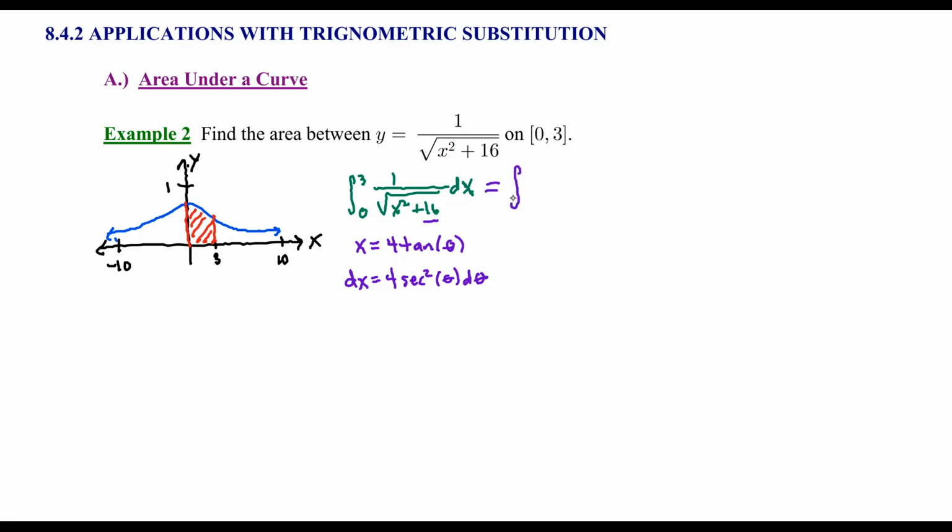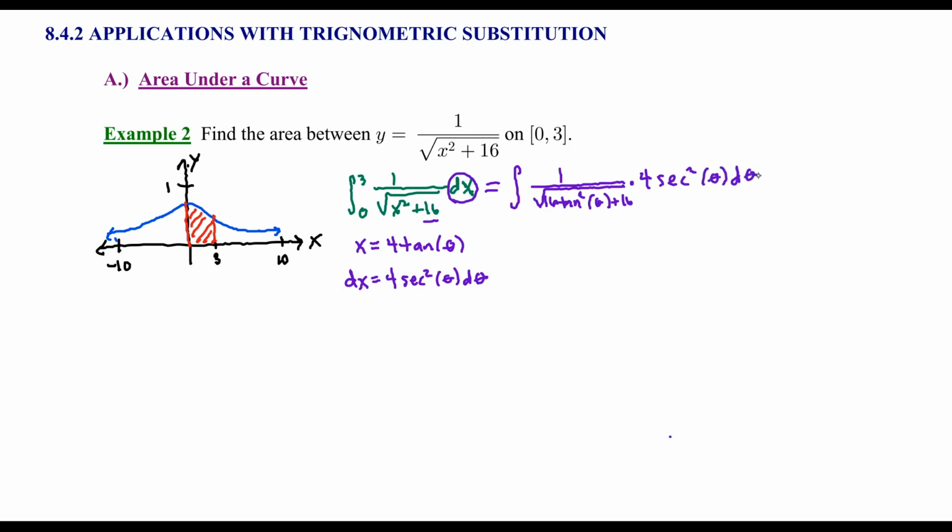So let's go ahead and rewrite the integral in terms of theta, and then we'll also update our limits of integration. So in the denominator, we have 1 over the square root of x squared plus 16. x is 4 tangent of theta, so x squared would be 16 tangent squared theta, and then we have our plus 16. Now remember, don't forget about the dx term. As you're learning trigonometric substitution, that term is easy to overlook. We are going to replace that with 4 secant squared theta d theta.